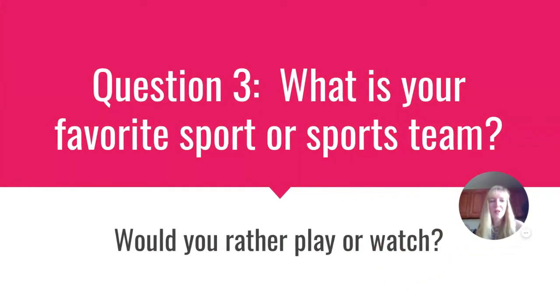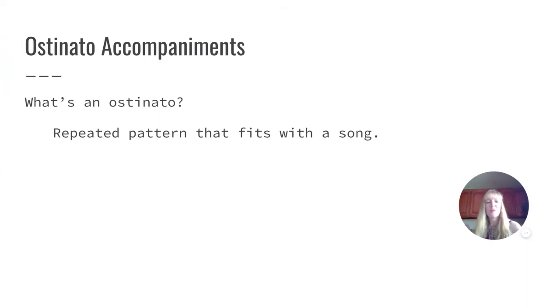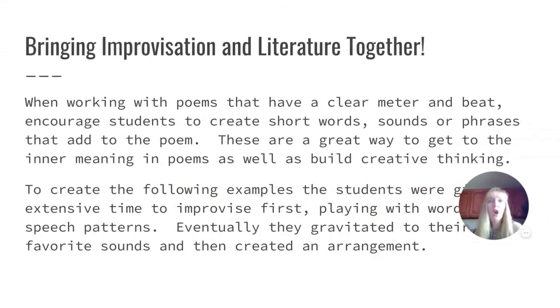All right, question 3, another very important question. So here's where you can tie it into your literacy. And this is ostinato accompaniments. Yeah, what's an ostinato? Join the crowd, that's okay. It's a repeated pattern that fits with the song. When you listen to a song on the radio, often the bass line is an ostinato. Boom, boom, boom, boom. It's just over and over and over the same thing. The drum might be doing an ostinato as well. Can kids create ostinatos? Oh, you betcha.